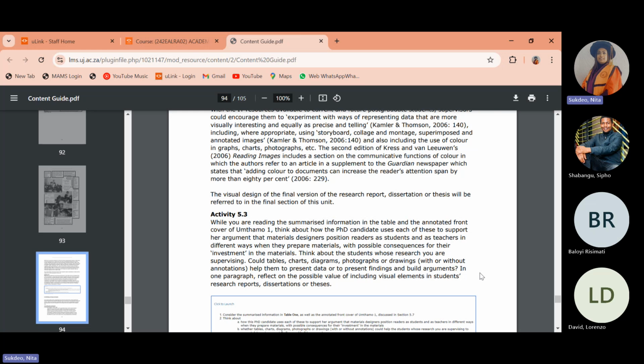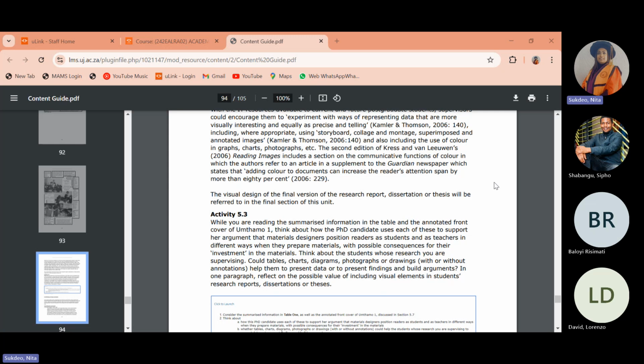Think about students whose research you are supervising. Could tables, charts, diagrams, photos, drawings, etc., with or without annotations, help them to present their data and findings and build better arguments? In one paragraph, reflect on the possible value of including visual elements in students' research reports, dissertations, or theses. Firstly, ask yourself, what is the need to actually have that particular figure in your work? Is it supporting your argument? Is it supporting your research? Is it supporting your findings?